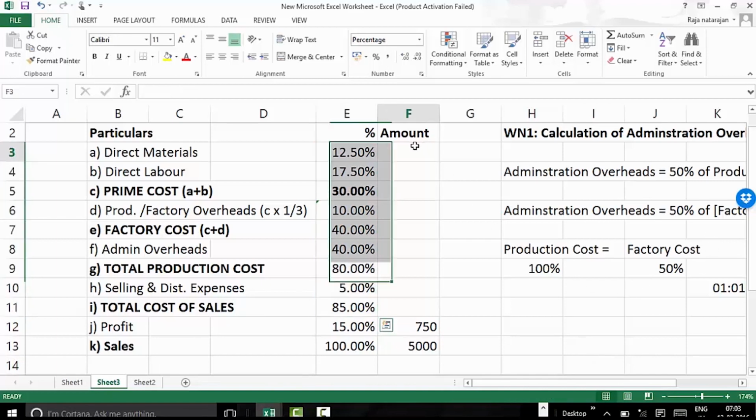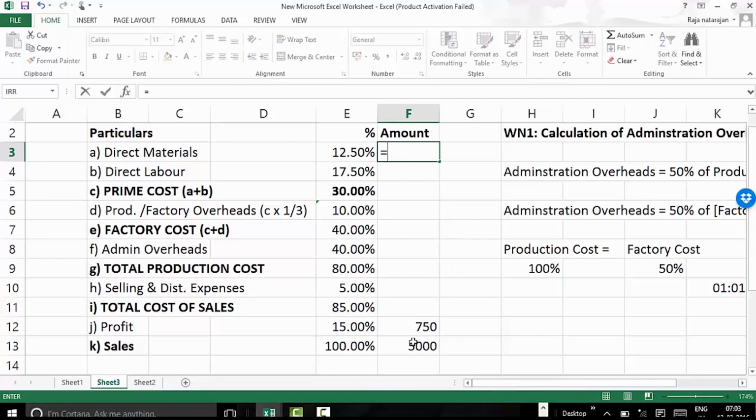So let me go back here. Direct materials. Direct materials is nothing but sales into 12.5%, which is 625. Fine. So let me just modify the formula. I'll have this with a dollar sign so that it does not undergo a change. So what about direct labor? 17.5% of sales. That is 5000 into 17.5%. So I get 875. And prime cost is nothing but the sum of these two items, and it is 1500.